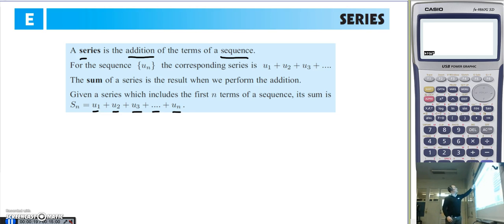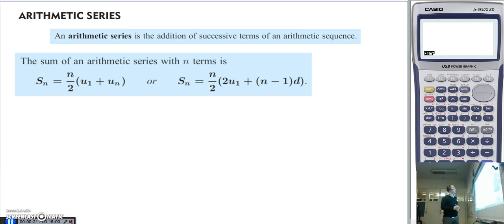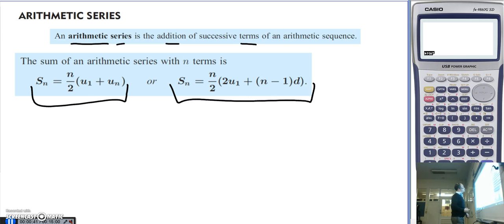So let's look at the two formulas that we might use in an arithmetic series. Arithmetic, remember, means that it's going up by a consistent amount each time, the same amount every time. And with a series, it's the addition of those terms. We've got two formulas that we might use. There is a slight difference between the two.